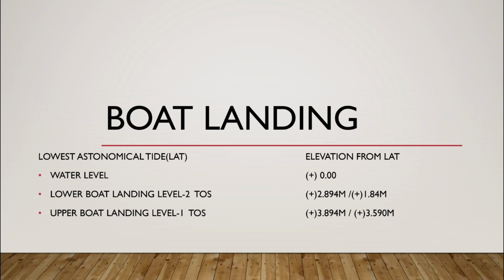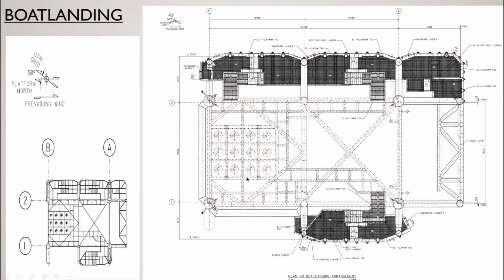Second thing, this boat landing is always across wind. For example, if the wind direction is north to south or south to north, it means the wave motion will be in this direction. So in that case, the boat landing will be provided across it, like on the east or west side of the platform. I'll explain in the next slide.